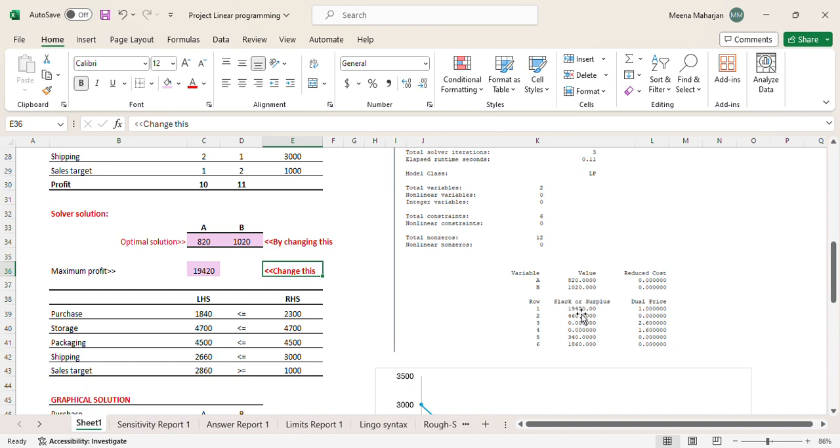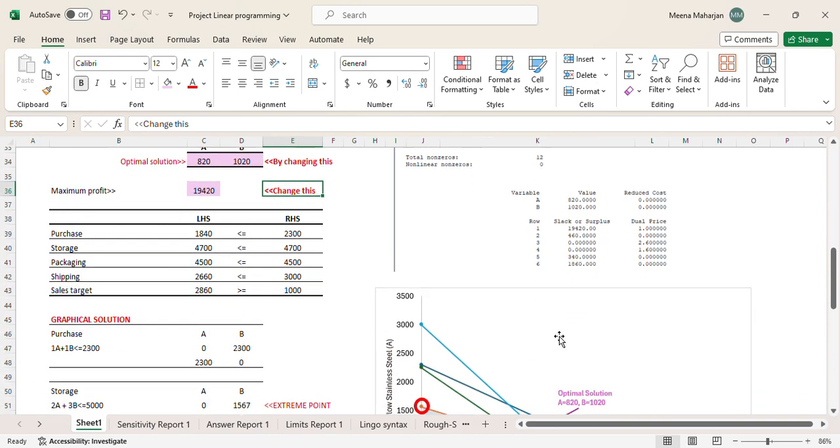So 19,420 is the maximum profit, and 460 is the difference between the right hand side and left hand side for the purchase constraint, which means that the resources are not fully utilized. 460 means that the resources are not fully utilized and the constraint is not binding, and wherever you see zero, this means that the resources were fully utilized and the constraint is binding, and so on.